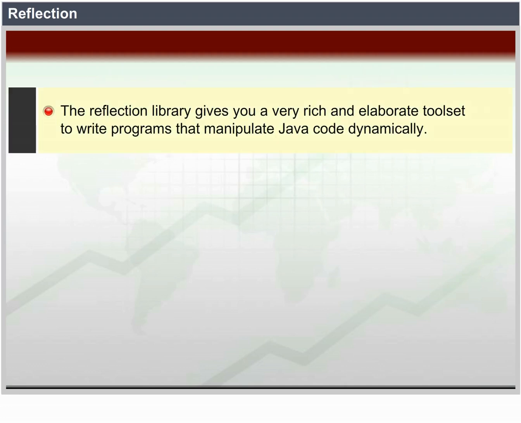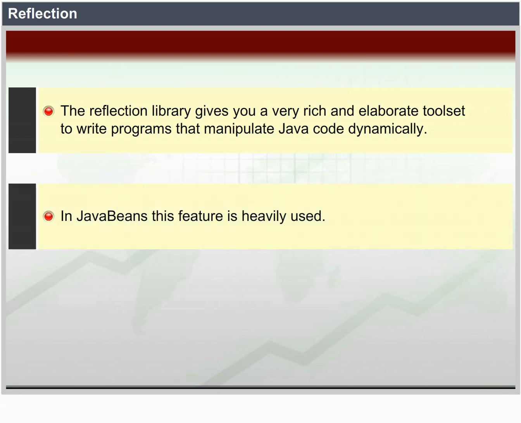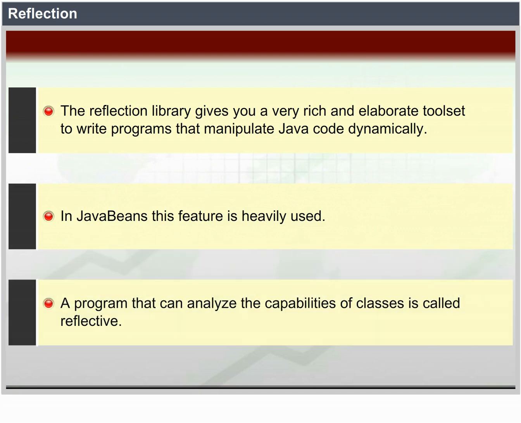Reflection. The reflection library gives you a very rich and elaborate toolset to write programs that manipulate Java code dynamically. In JavaBeans, this feature is heavily used. A program that can analyze the capabilities of classes is called reflective.